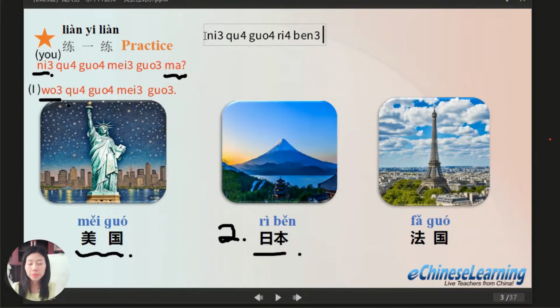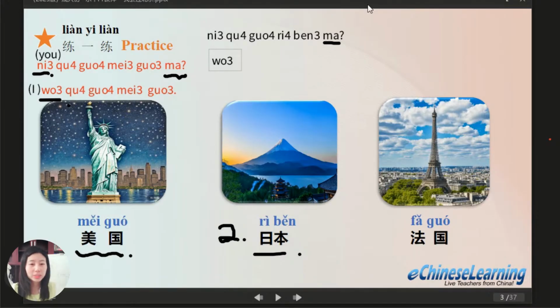A very important part is that because it's a question sentence, we put the question word 吗 and the question mark after. So the whole sentence will be 你去过日本吗? Have you been to Japan? Now, how should we answer this question sentence? Let's do that together. The first step is to change the subject: we change 你, you, to 我, I.